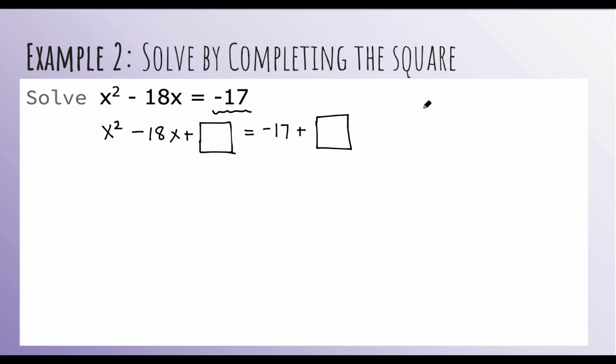So let's do that off to the side over here. And on your homework, you need to show this step. Okay, so we're going to take negative 18 and we're dividing it by 2. This is our b. We're dividing it by 2. And when we do that, we end up with a negative 9. Putting parentheses around this, we're going to square it. And when we square that term, we end up with 81. So 81 is what's going in the box.